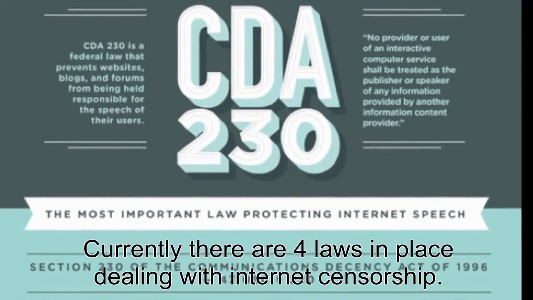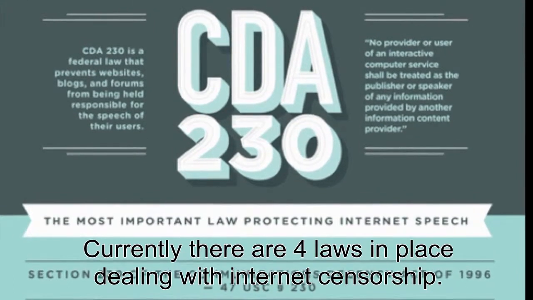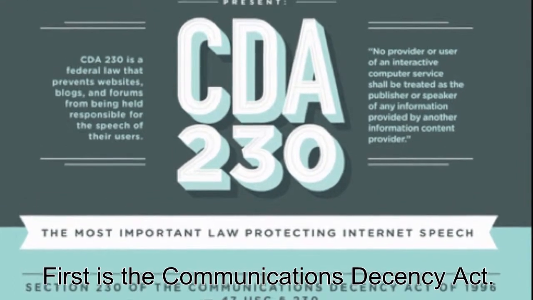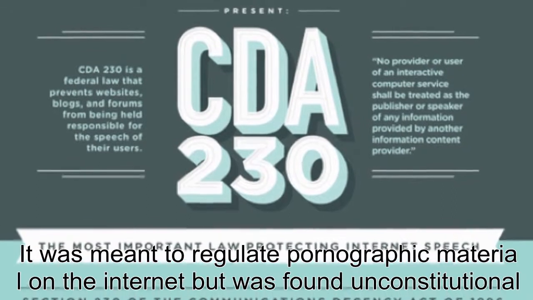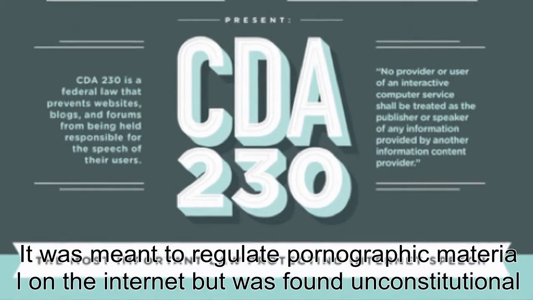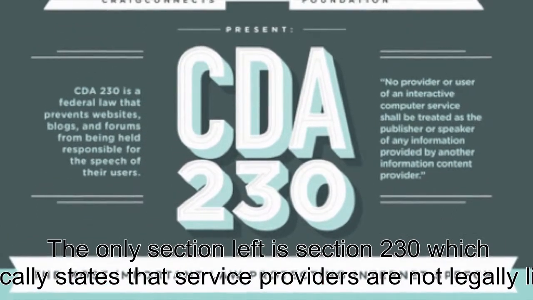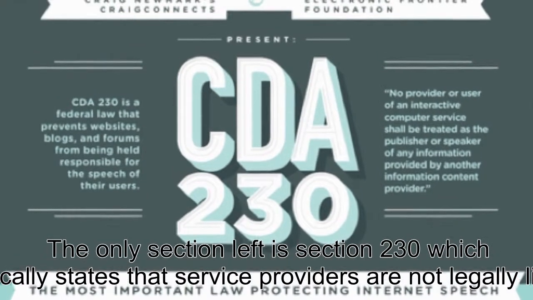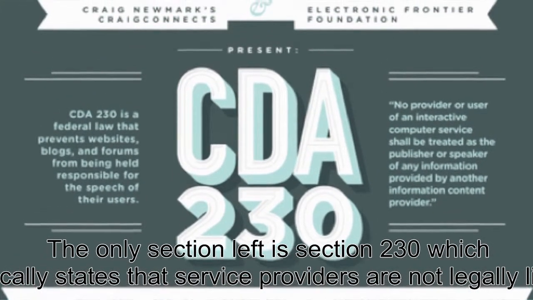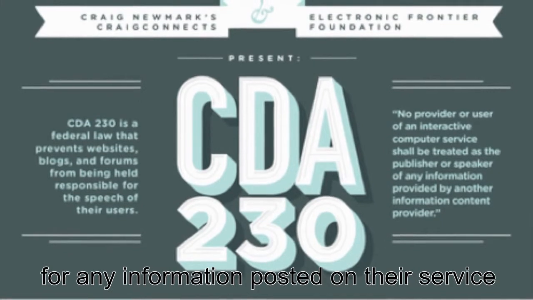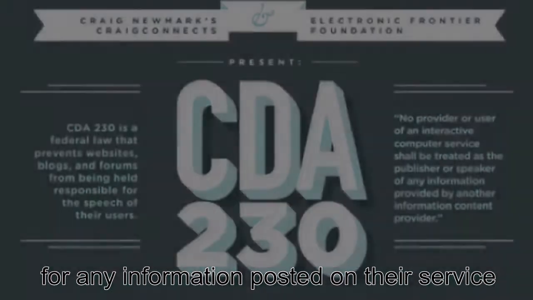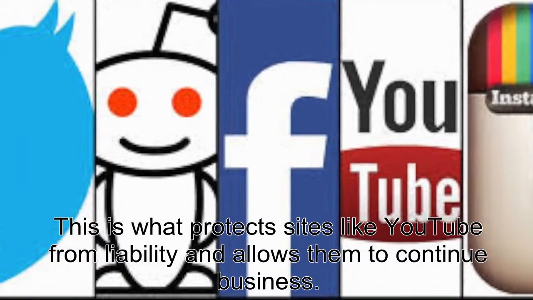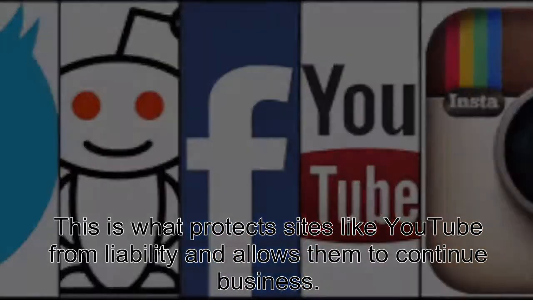Currently, there are 4 laws in place dealing with internet censorship. First is the Communication Decency Act. It was meant to regulate pornographic material in the internet but was found unconstitutional. The only section left is Section 230, which basically states that service providers are not legally liable for any information posted on their service. This is what protects sites like YouTube from liability and allows them to continue business.